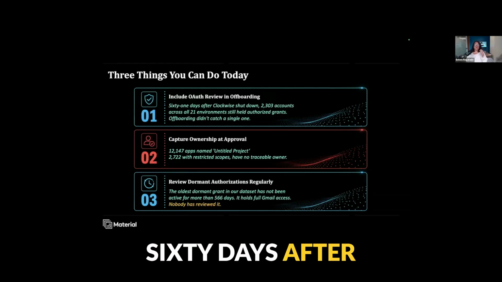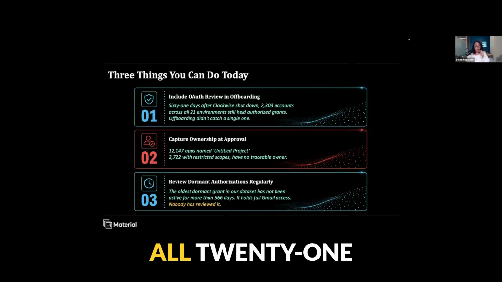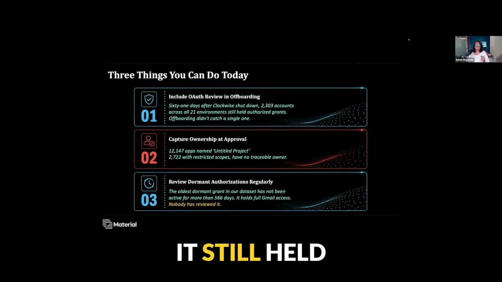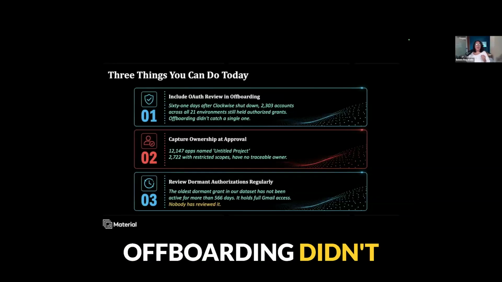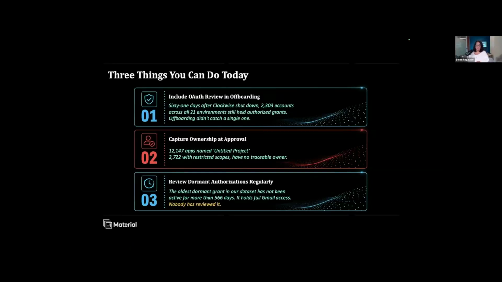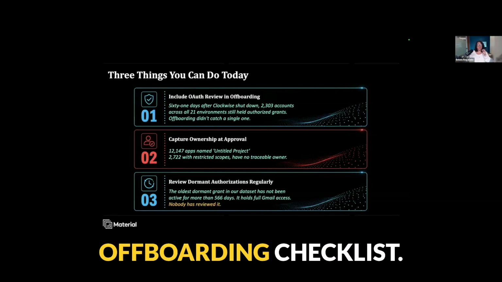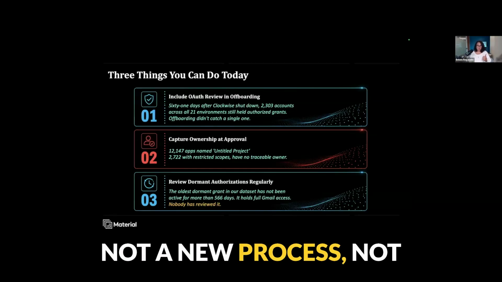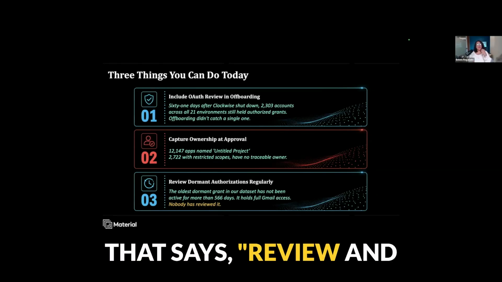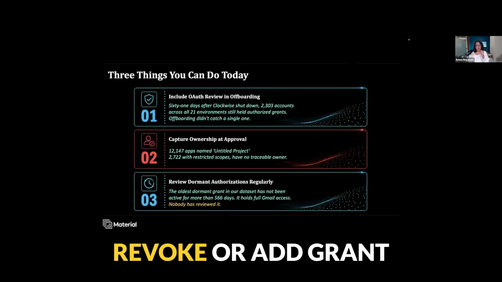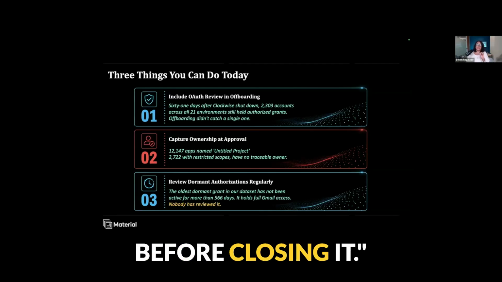60 days after Clockwise shut down, 2,303 accounts across all 21 environments still held authorized grants. Offboarding didn't catch a single one. In practice, this means adding one line to your offboarding checklist. Not a new process, not a new tool, just a line that says, review and revoke OAuth grants tied to this account before closing it.